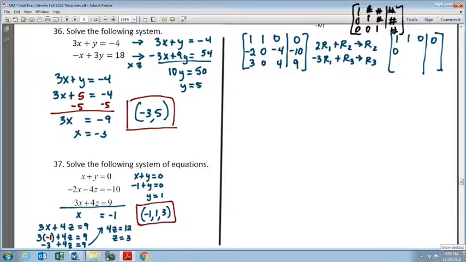Alright, so we end up with 0, 2, negative 4, and negative 10. Now we'll do the same thing with the third row. We're going to multiply the first row by negative 3, so 3 times 1 here, we get negative 3. When we add that to 3, we'll get 0.